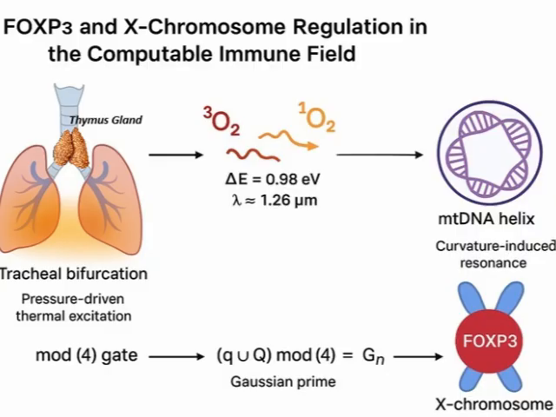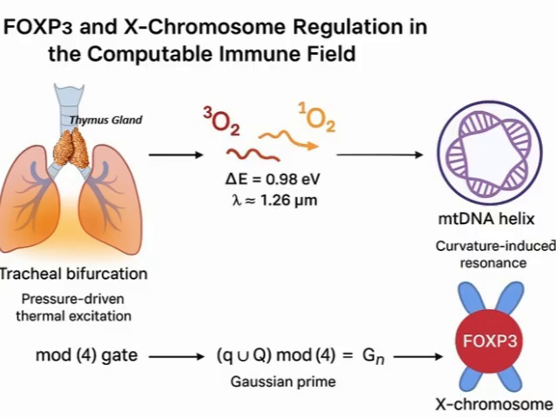That sounds pretty sci-fi. It does, but it's actually well documented. When the conditions are right, oxygen molecules transition from one state to another, releasing specific wavelengths of light. And this light does something to our cells? Exactly. The light, specifically at 1.26 micrometers wavelength, is absorbed by mitochondrial DNA near the tracheal bifurcation. Fascinating. And this somehow affects FOXP3?